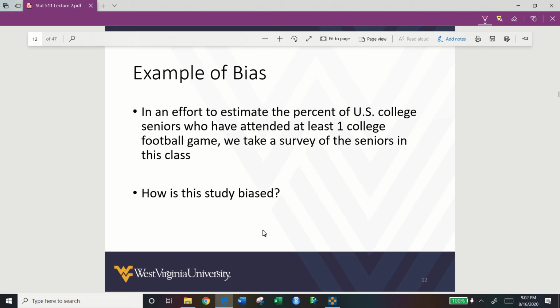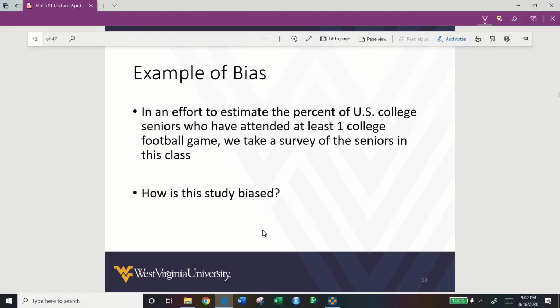Well, for one thing, this is a graduate level course. None of you are seniors. So that means that according to this survey, no senior attends a college football game.